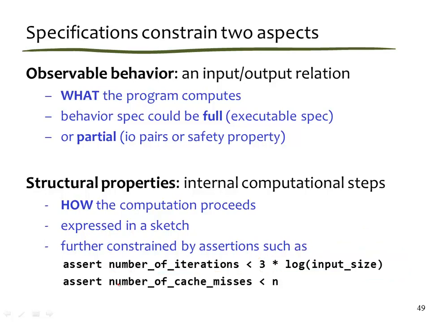You could implement a little sort of cache simulator in your semantics, essentially model a little cache, count the number of cache misses, and again assert that the program that you synthesize has smaller number of cache misses than some desired bound. So all of these, even though they are assertions, they really constrain how the computation proceeds.